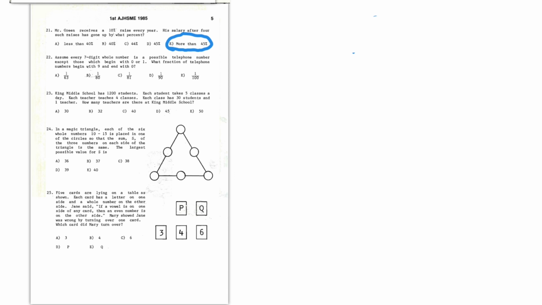Number 22. Assume every 7-digit whole number is a possible telephone number, except those which begin with 0 or 1. What fraction of telephone numbers begin with 9 and end with 0? For a fraction, we use the expected over all. That's our fraction. So expected is the ones that start with 9 and end with 0.